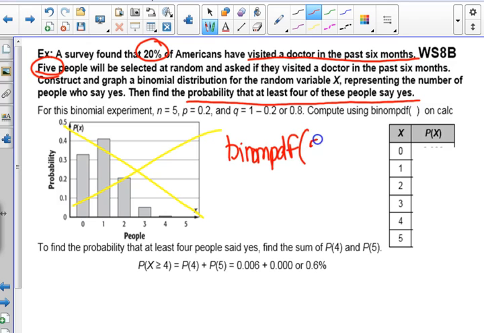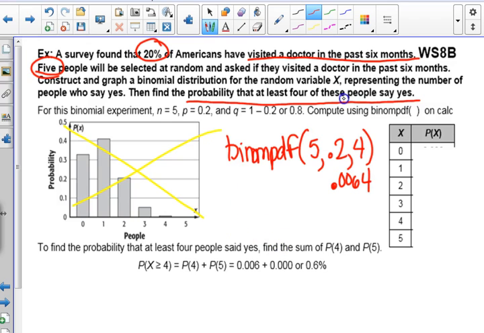Out of 5 people asked, what's the chance that they went to the doctor? 20%. And we want to know the chance that 4 of them say yes. What is that answer? Oh, 0.064.